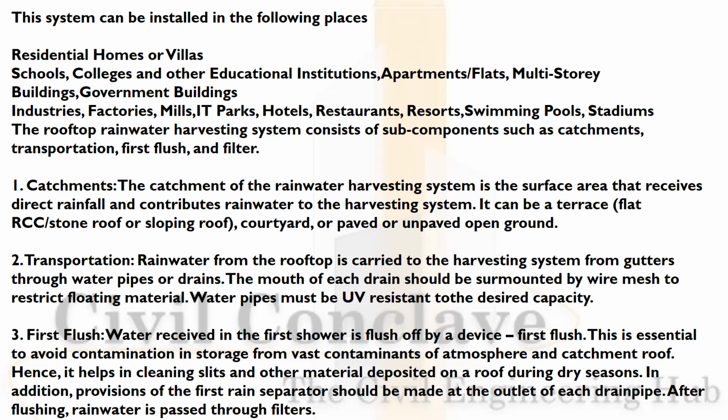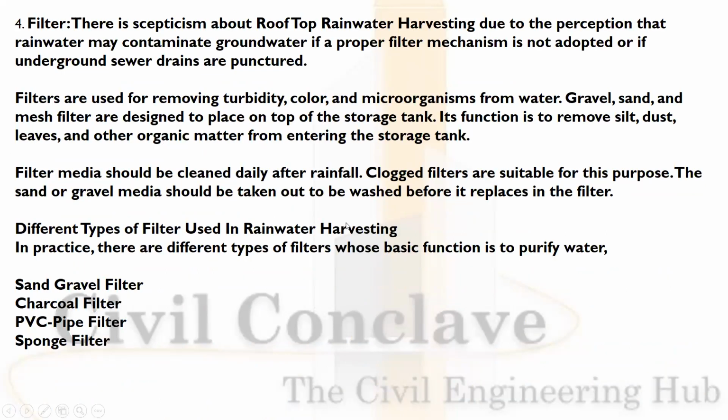First flush. Water received in the first shower is flushed off by a device. This is essential to avoid contamination of storage from the vast contaminants of the atmosphere and catchment roof. Hence, it helps clean silt and other material deposited on the roof during the dry season. In addition, provision of a first rain separator should be made at the outlet of each drain pipe. After flushing, rainwater is passed through the filter.